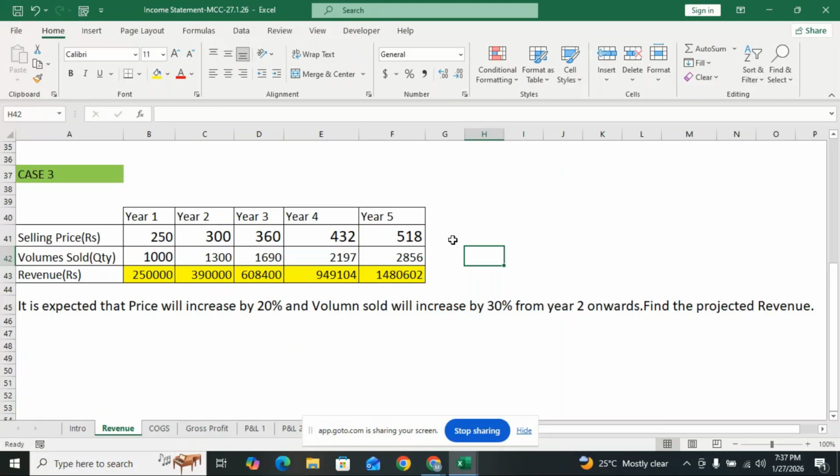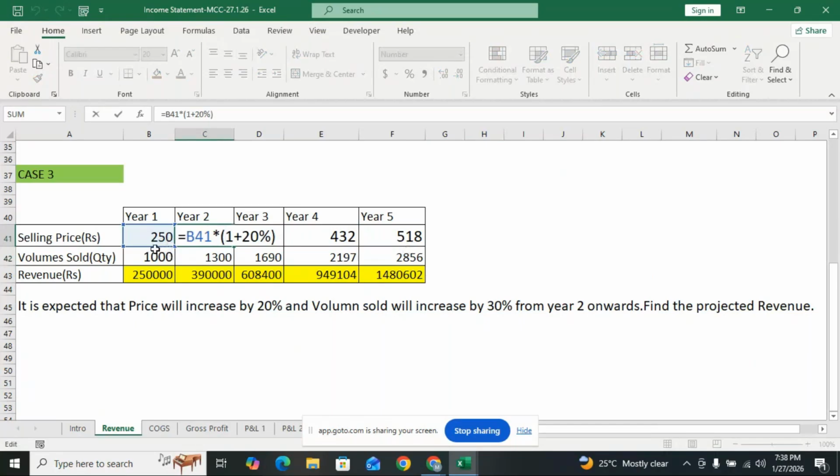Ma'am, could you show how to calculate the year again, ma'am? The increased value you're asking? Yes. See, I've just elaborated it. Equals to B41, that is 250, into, open the brackets, 1 plus 20%. 20% is the increase in the price. So you put 1 plus 20% and then close the bracket. So you get the updated value, the increased value. Then calculate for year 2 and drag it for the rest. Thank you, ma'am.